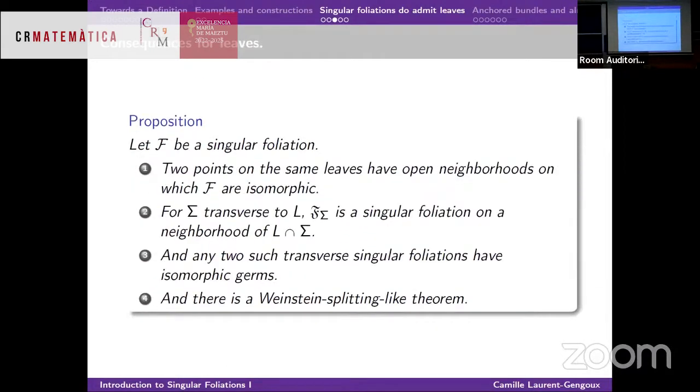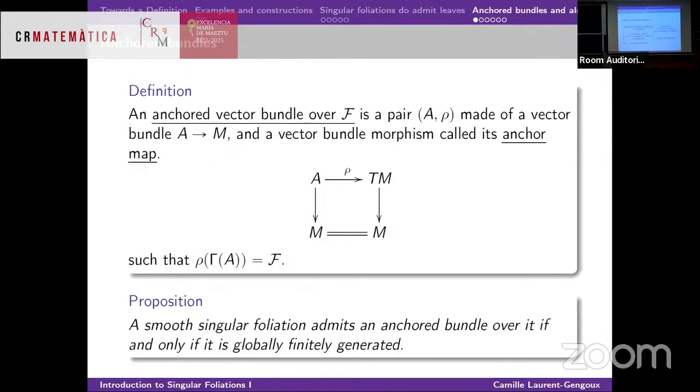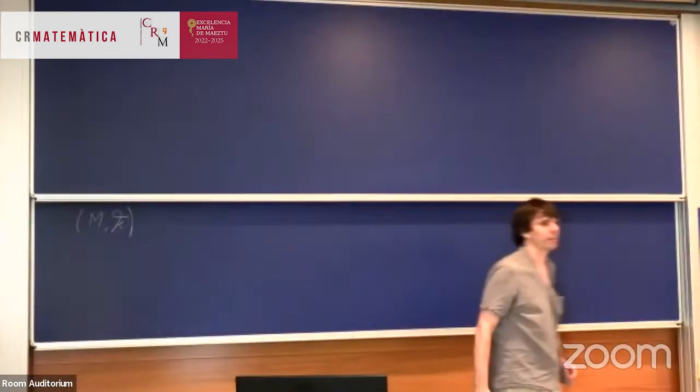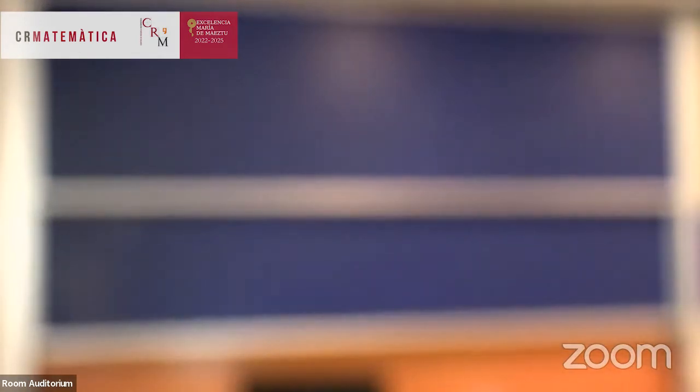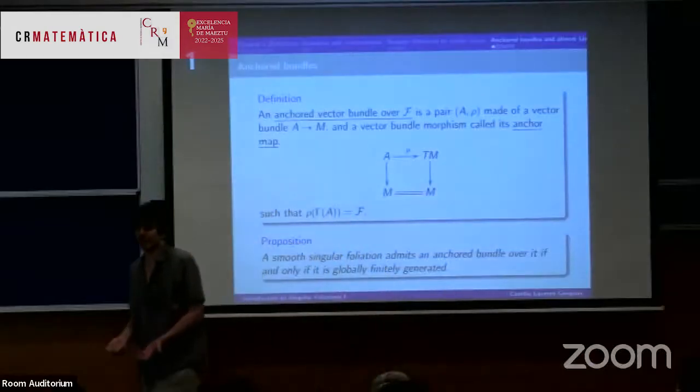Okay. I think it's good to start by reminding what we did the class before. So what do we have when you have a singular foliation (M, F)? What kind of hidden things do you have behind it? Well, at least we would like to have a vector bundle.